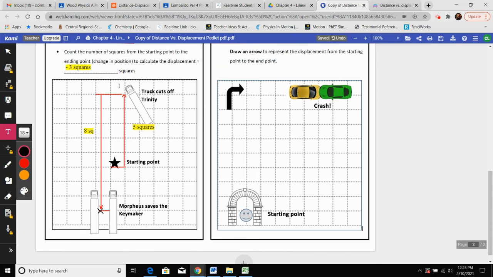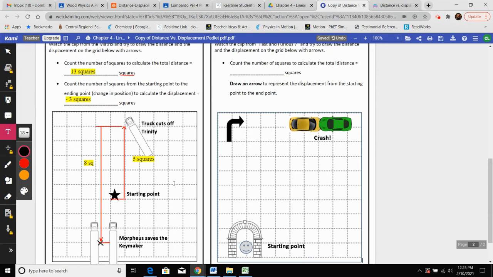Now again, our normal units are going to be meters or something along those lines. But negative 3 squares.